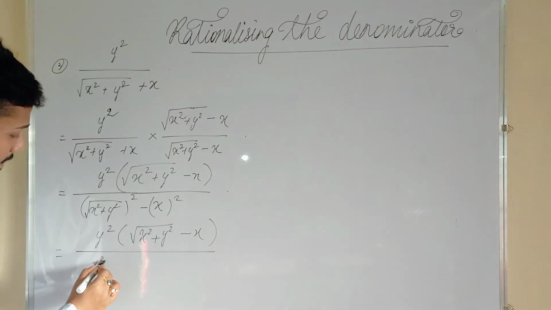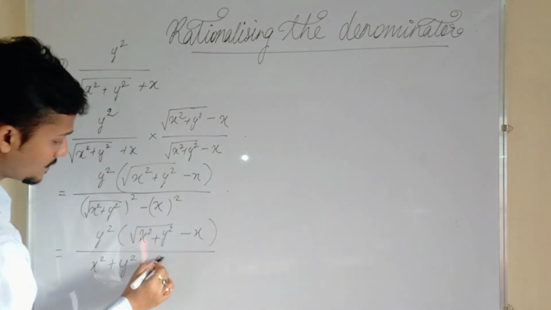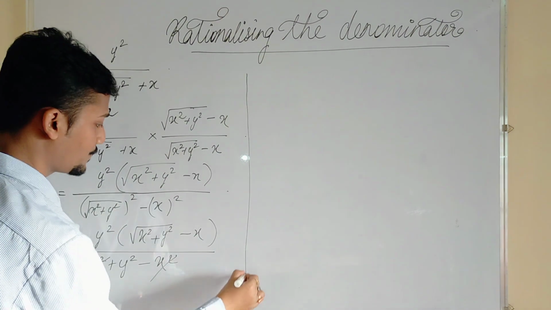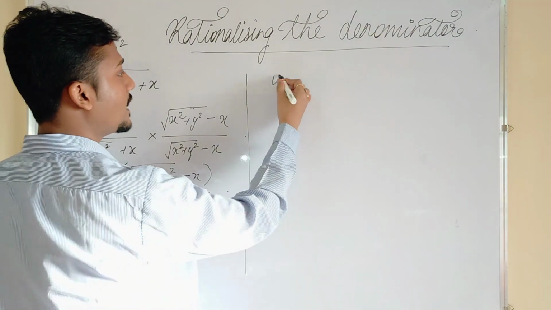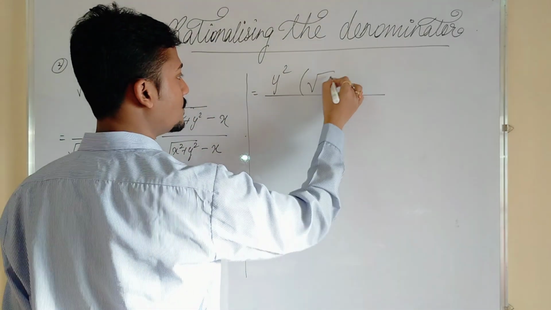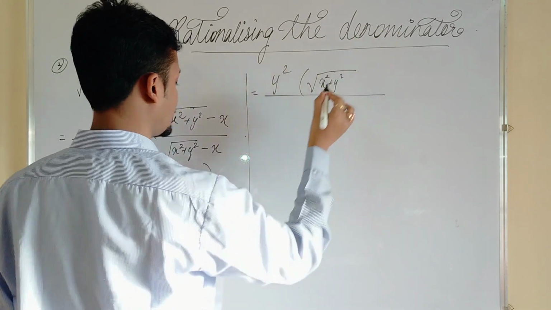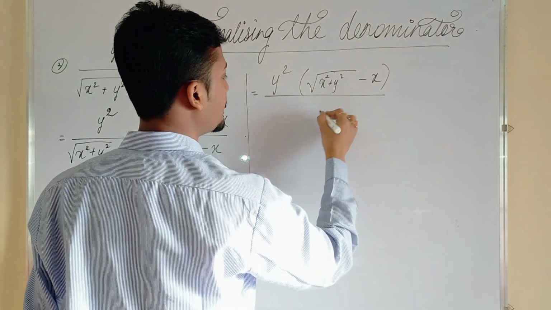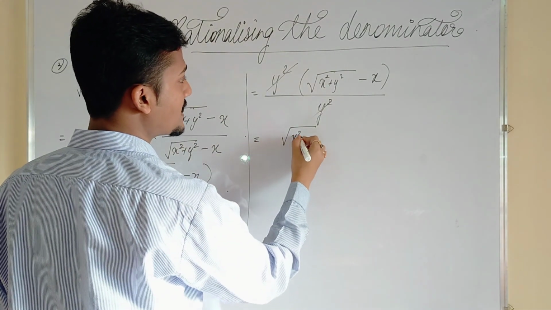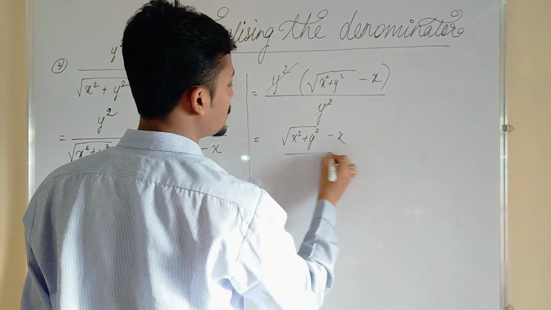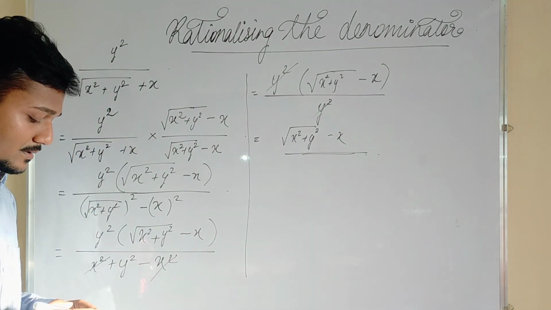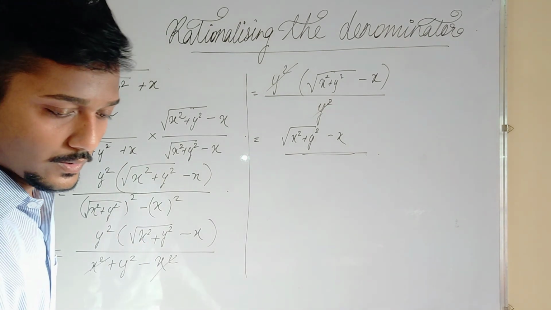This will be y square root over x square plus y square minus x. This will be equal to x square plus y square minus x square. So x square will be cancelled. So what is remaining? y square. Is it not? So y square by root over x square plus y square minus x by y square. Isn't it? So y square will be cancelled. What is left? Root over x square plus y square minus x. So this is your required answer. This is something different from the other, isn't it? Okay.